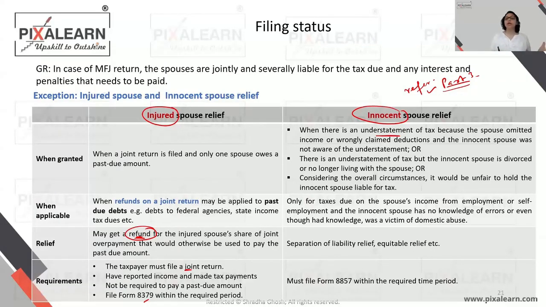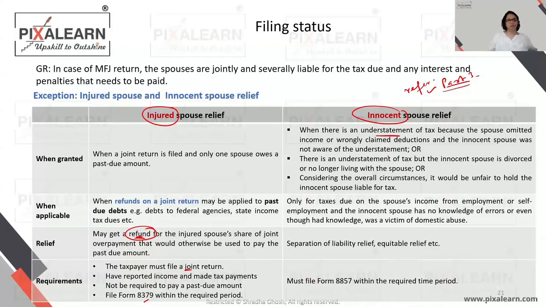And if I can prove it to the IRS that, see, this penalty should not be applicable to me because I'm not a party to it, I was duped into it, and I was not aware of it, and I can substantiate it, then the IRS can give me an innocent spouse relief and not ask me to pay the penalty for the understatement.